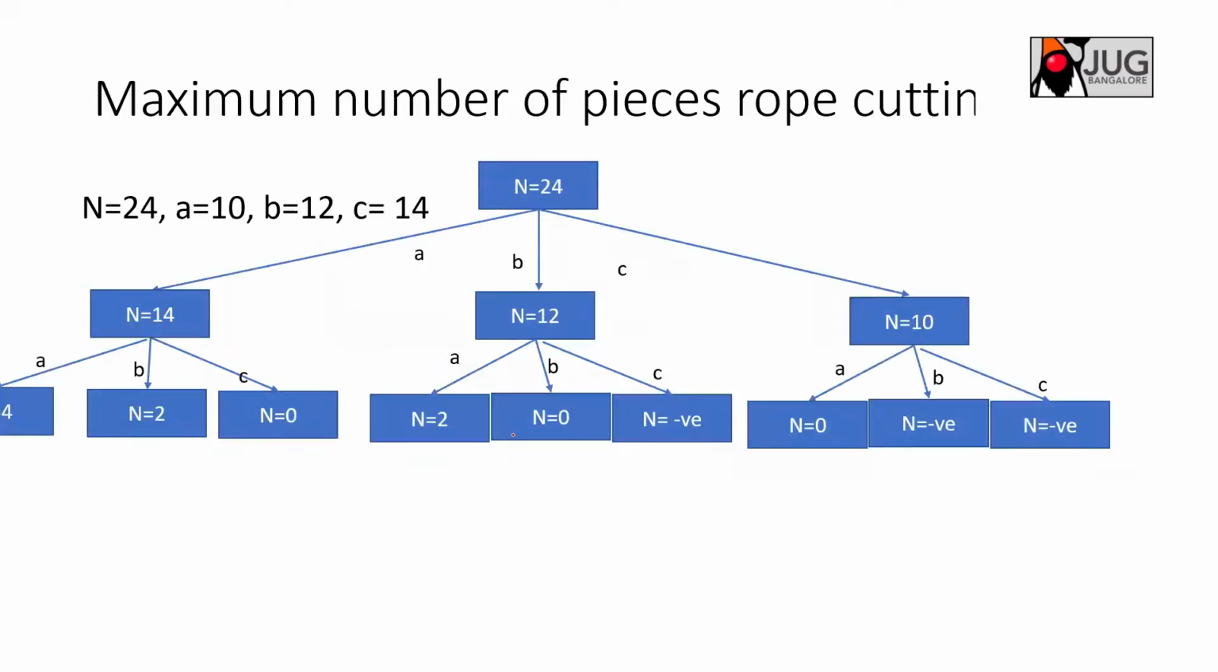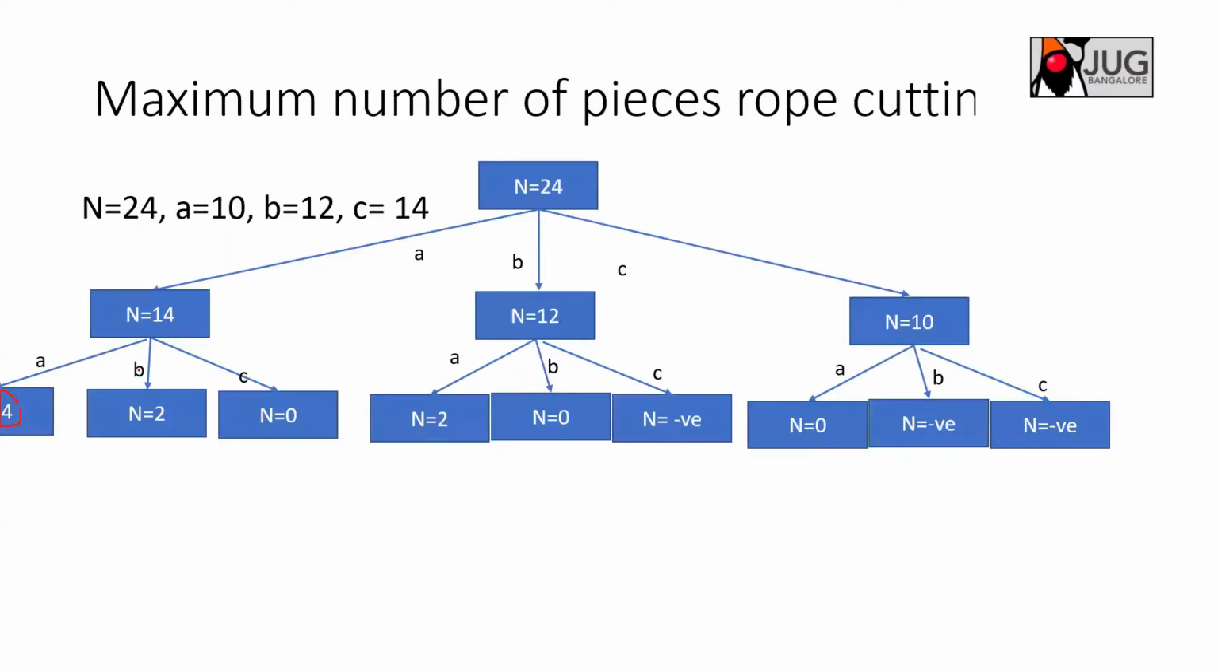So what happens here? I called here, again I will make a cut of A and recursively call the remaining length. Something is cut here, but only 4 is left, because if you make another cut, you made a cut of 10 from 24, so 14 will be left. Again you make a cut of 14, and 4 will be left.